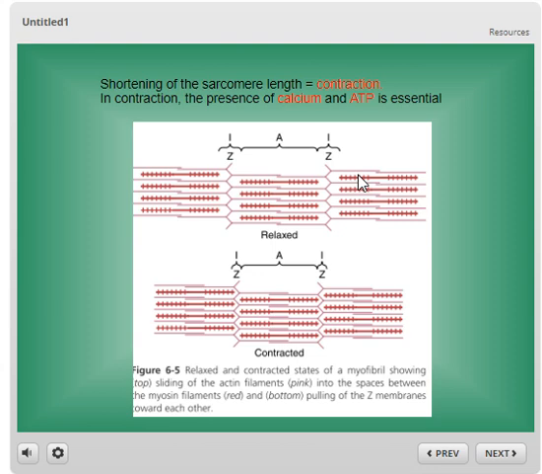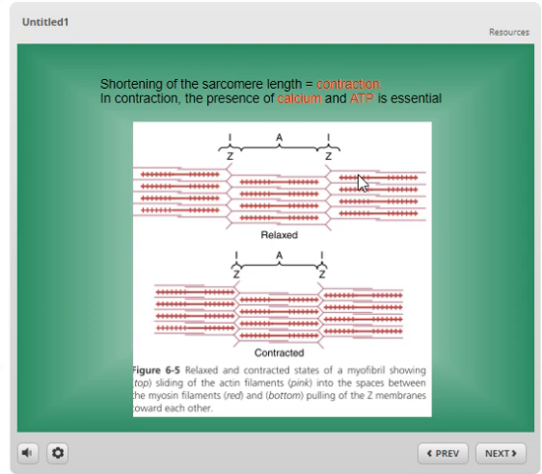Essential components for contraction: one is calcium. Calcium binds to troponin C, causing a conformational change that moves tropomyosin away from the active sites on actin. This exposure allows myosin heads to attach to actin, initiating the cross-bridge cycle.